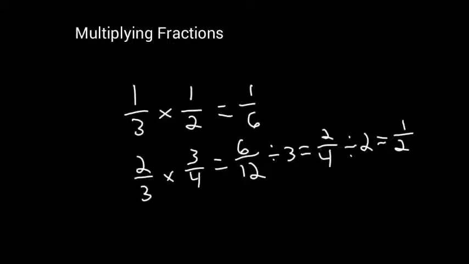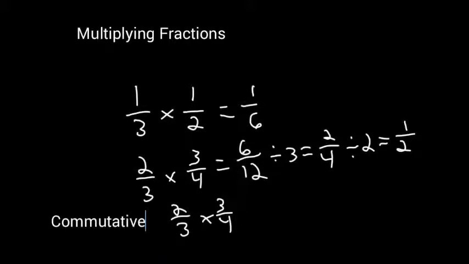If we take that original 2/3 times 3/4, there's a property in math called the commutative property. And I'll show you that in just a second. Alright, so the commutative property, what it means in math, is when you're multiplying, it doesn't matter if you do 2 times 3 or 3 times 2. It's going to be the same.